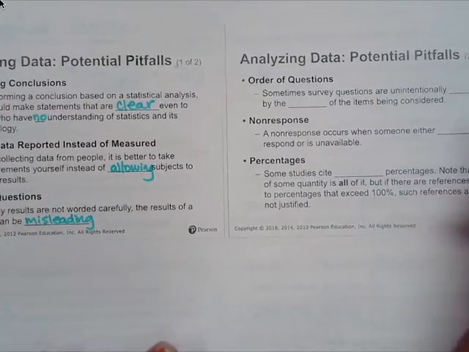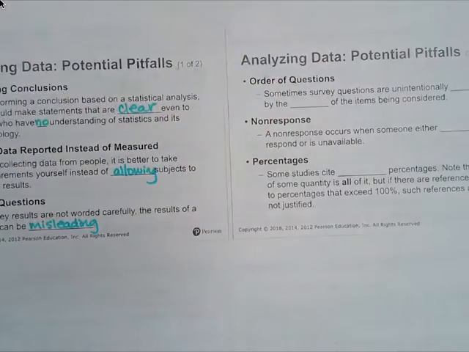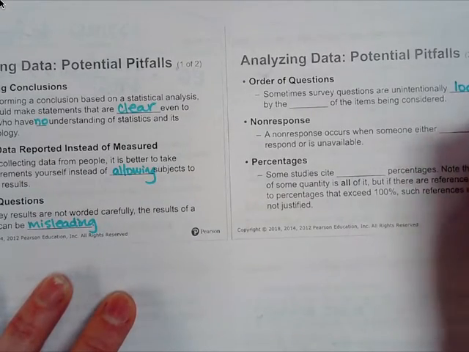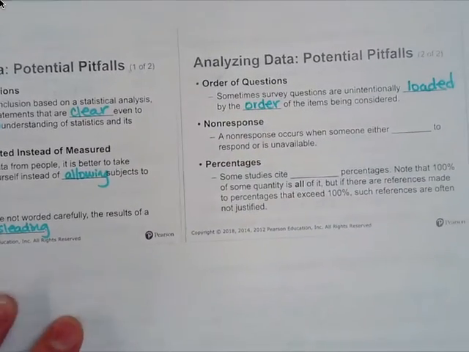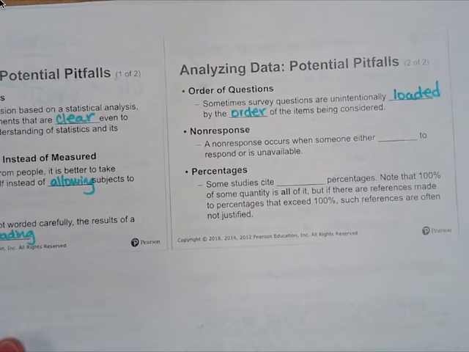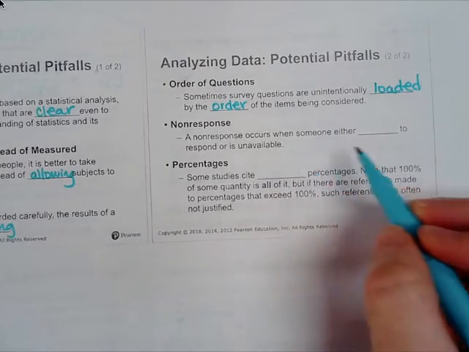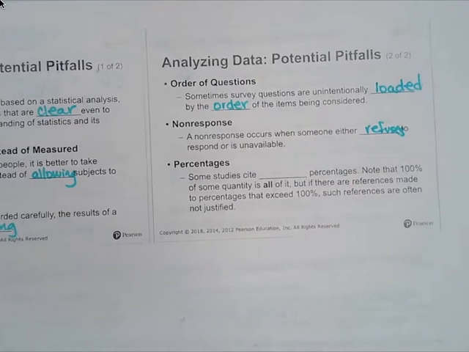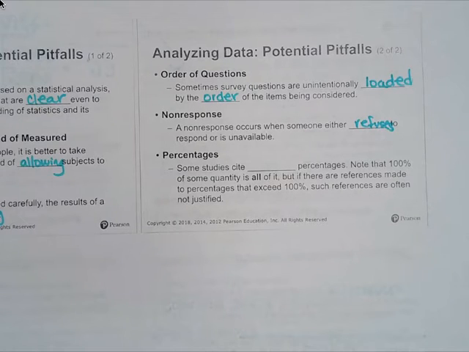Order of the questions. Sometimes survey questions are unintentionally loaded by the order of the items. So like gradually trying to make you feel bad for answering certain ways. A non-response occurs when someone either refuses to respond or is unavailable. So you've got to keep track of how many non-responses you have. Those count too.